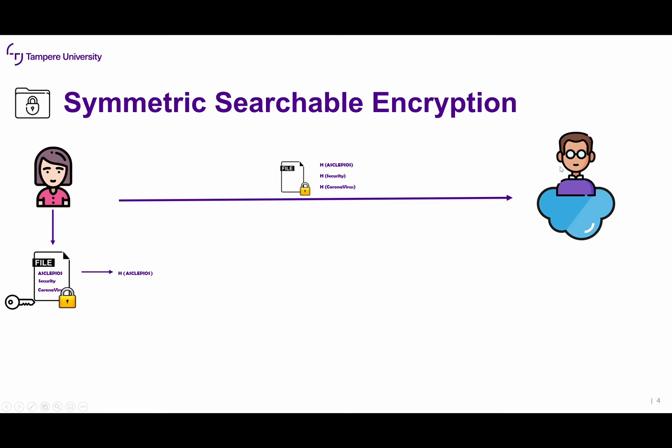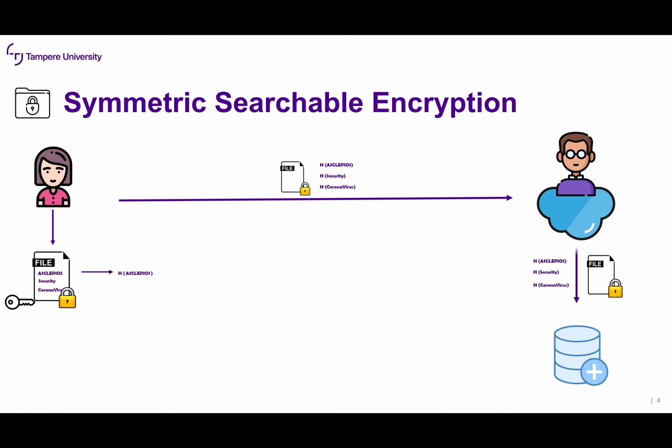file. Again, since we know that a cryptographic hash function is not reversible, Bob cannot basically reverse those hashes, which means that Bob cannot get access to the contents of the file, right? So he cannot tell that this hash corresponds to the word Asclepios, or that this hash corresponds to the word security, and so on and so forth. So all the contents of Alice's data will remain hidden from Bob.